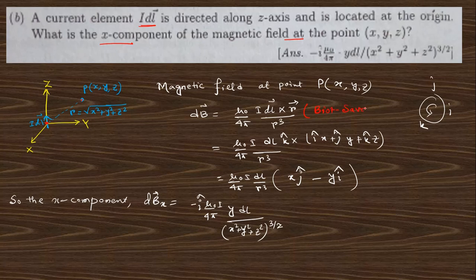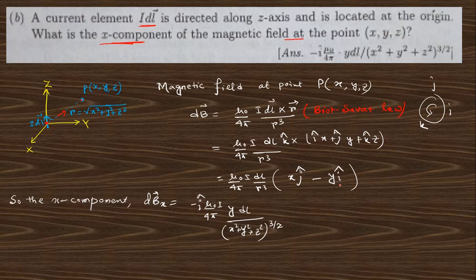From the Biot-Savart law, you can see the magnetic field due to the small current element is mu 0 by 4 pi, I dl cross r vector by r cubed, right? So put this value, dl is along the k direction and r is i cap x plus j cap y plus k cap z, over r cubed. Okay, so k cross i is j cap, and k cross j is minus i cap, and k cross k is 0.